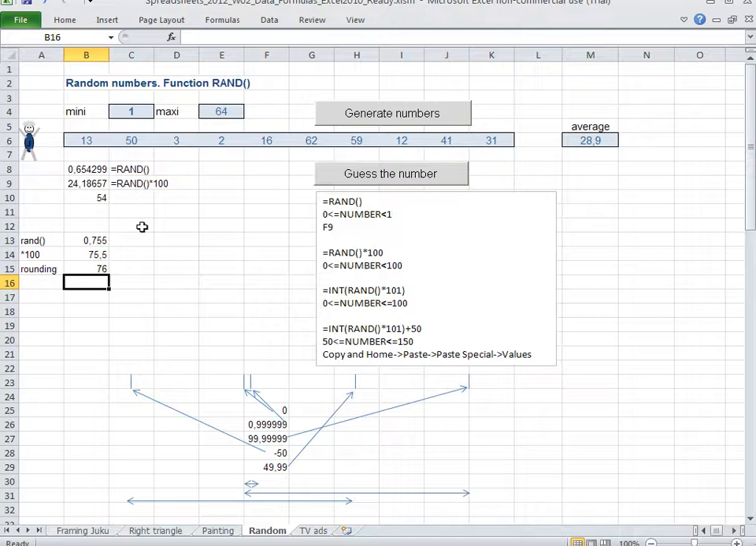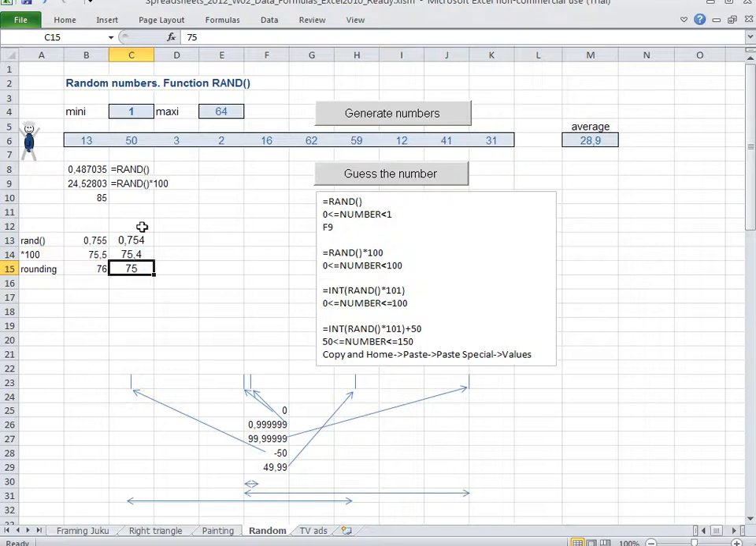And let's look at another option. Let's say that the initial random number was 0,754, and we did times 100, which gave us 75,4, and then we did rounding, which 75,4 rounded is 75. So here are the two options. It's either going to be 76 or 75 after rounding.